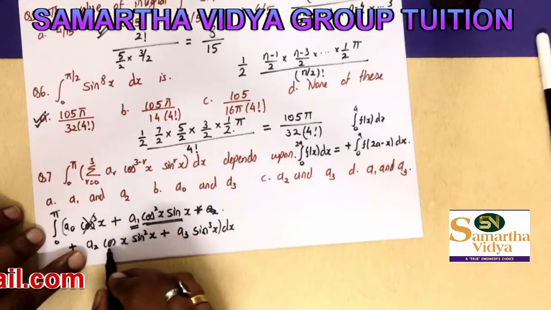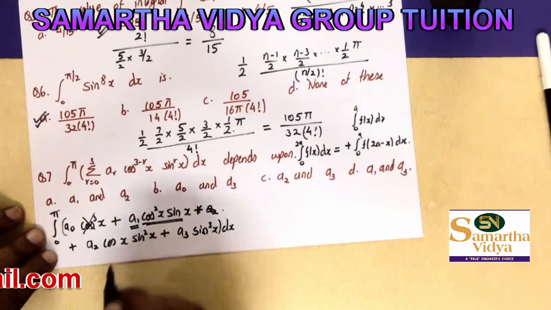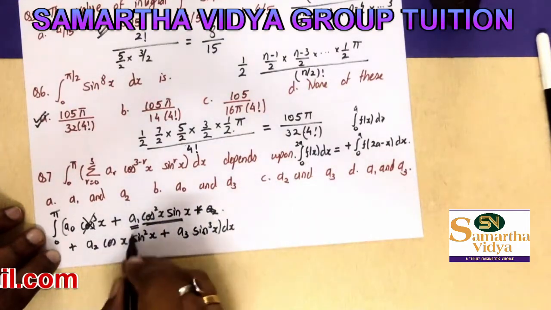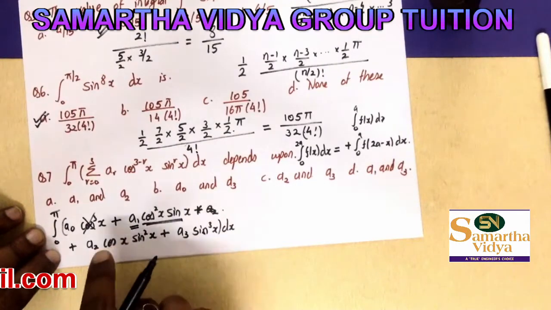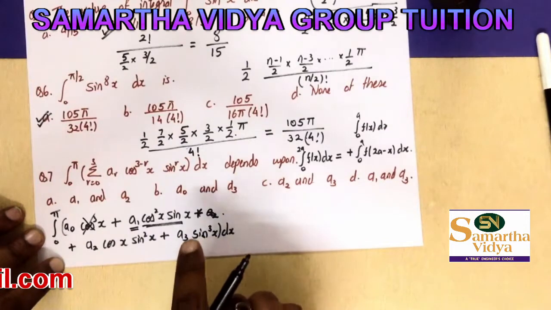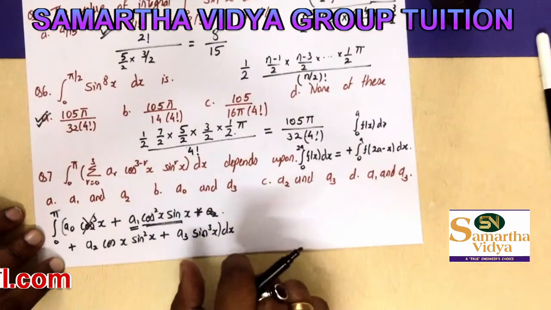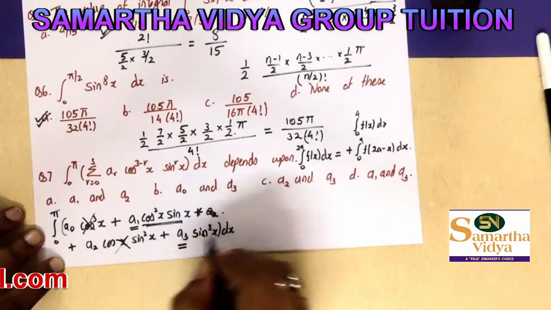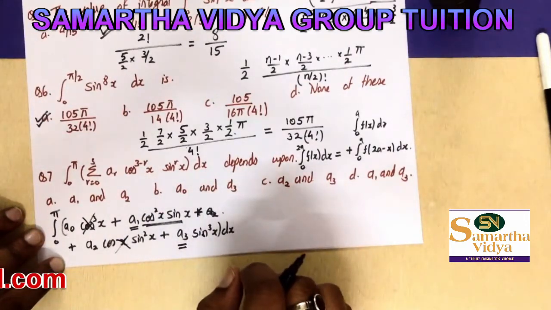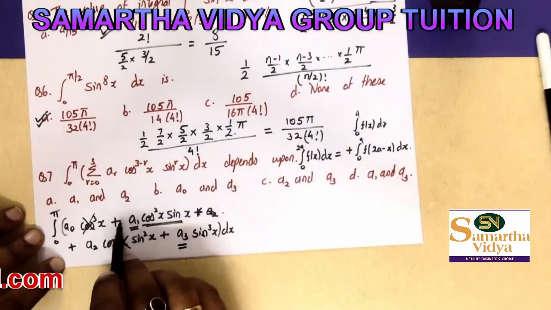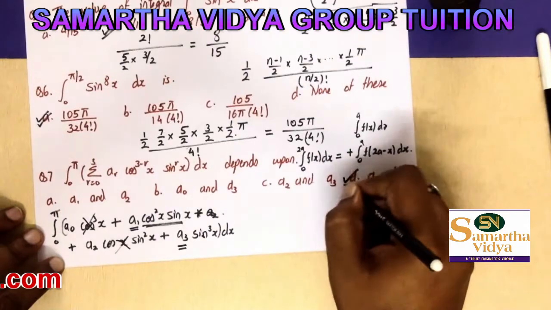Moving on to the next one, cos x sin square x. Using the same logic, cos x becomes minus cos x, and sin square x remains sin square x, but since we are having the minus because of the cos x, this term will cancel out, and sin cube x remains. So you can see this term gets cancelled out and a3, the sine cube term, remains. Because of that, the integration depends on the value of a1 and a3. So that's your option D.